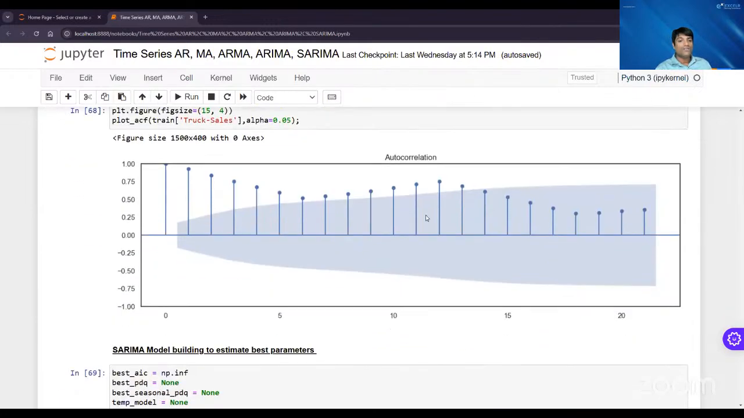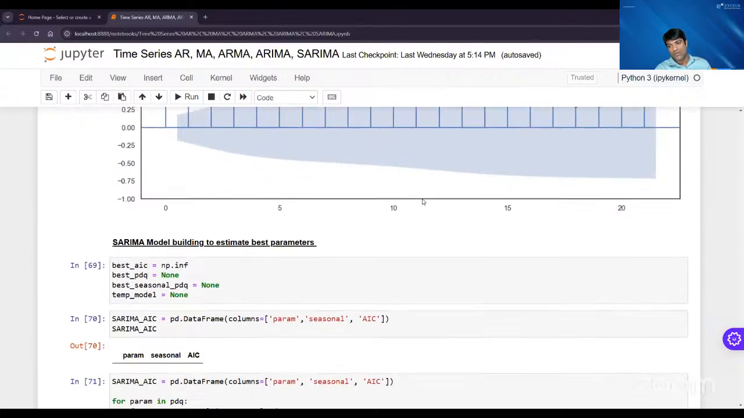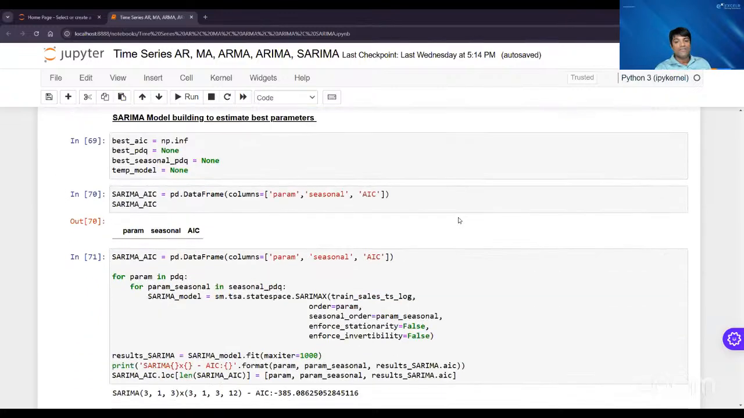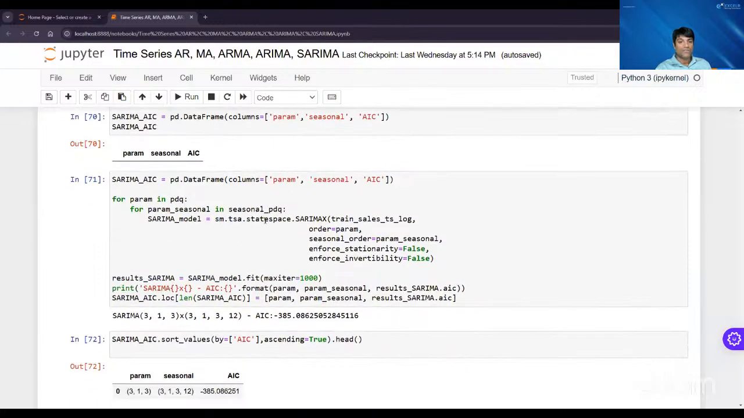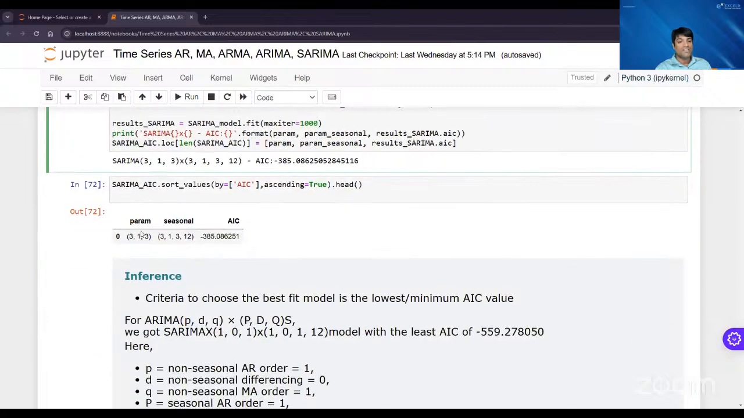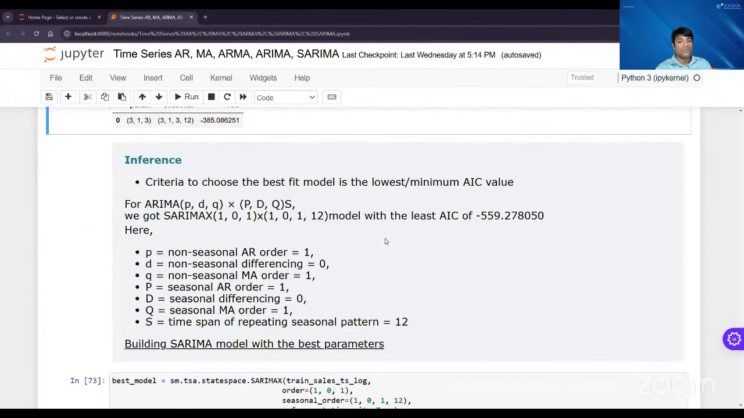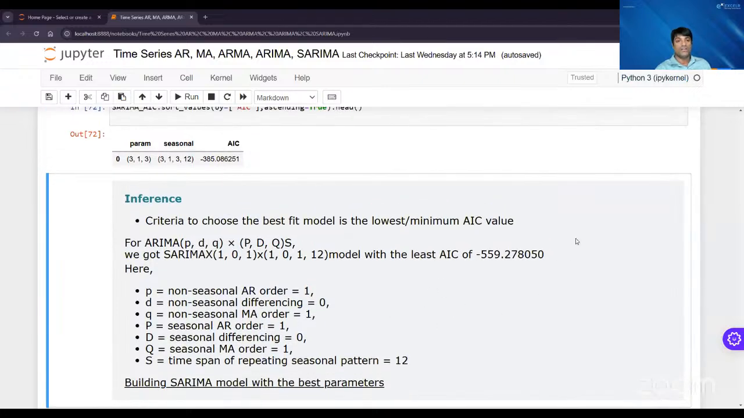So now we are bringing in the autocorrelation part, and we are trying to build the SARIMA model. When we build the SARIMA model using the SARIMA model function, we can see that there are a lot of seasonal changes. This inference is very important, which is what I just wanted to explain.